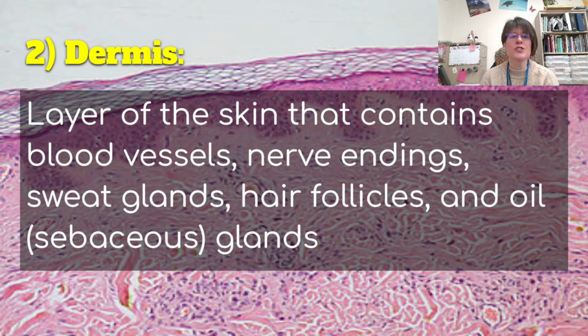Just underneath is the dermis. This is the layer of the skin that contains blood vessels, nerve endings, sweat glands, hair follicles, and oil, also called sebaceous glands. So the living part of the skin is in the dermis and contains the most structures.